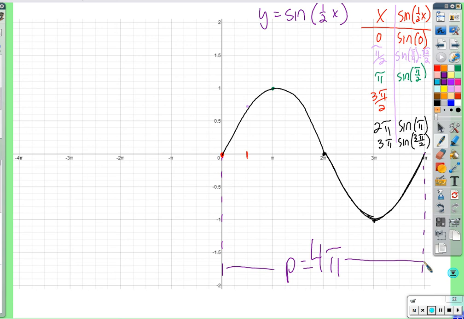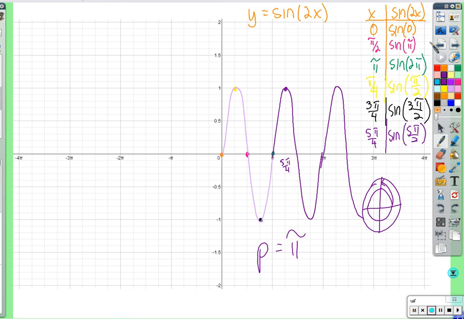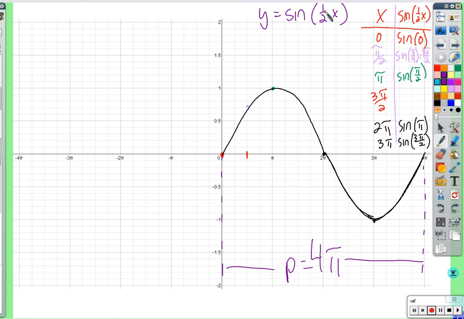Right? We put in a 2, and the period is not 2 pi, but just half of that. You multiply by 1 half, or you divide by 2, and the period is now twice as big. So, for y equals the sine of b times x, we're going to use b this time so we can distinguish them from each other, or y equals the cosine of b times x.